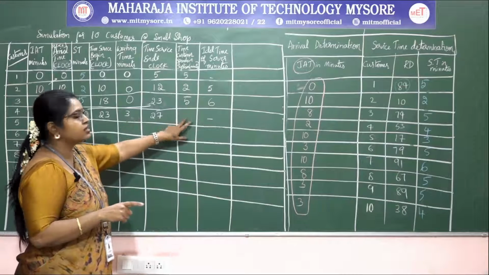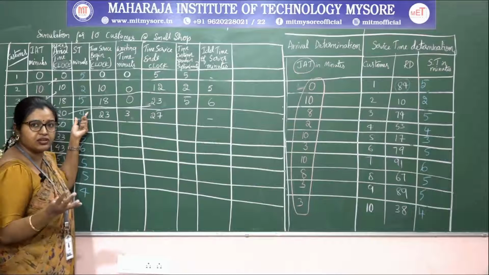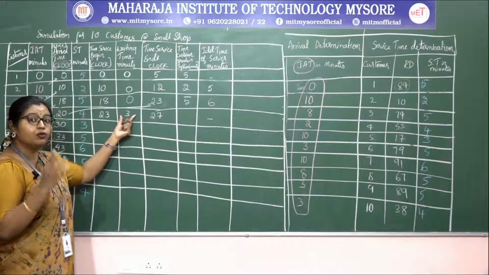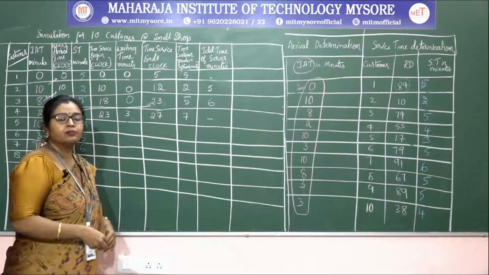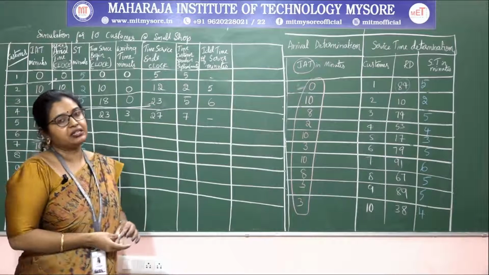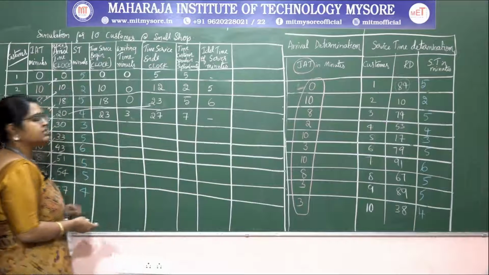Therefore, how much time did the customer spend in the system? He has taken 4 minutes of service. Along with that, he waited for 3 minutes. Totally, he spent 7 minutes in the system.